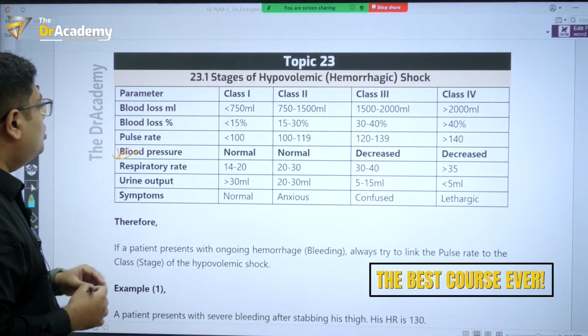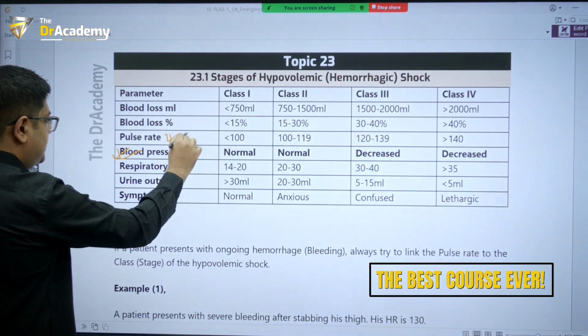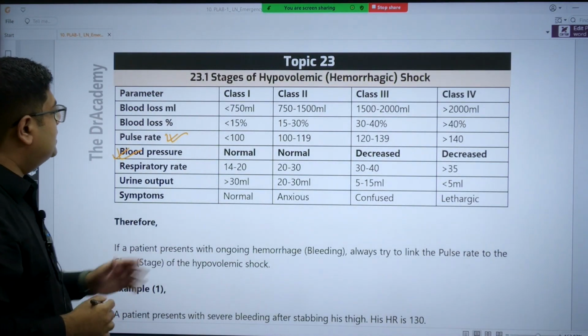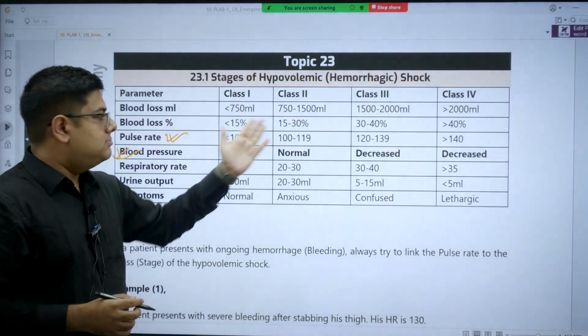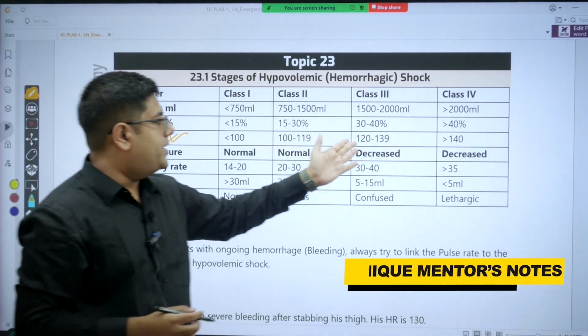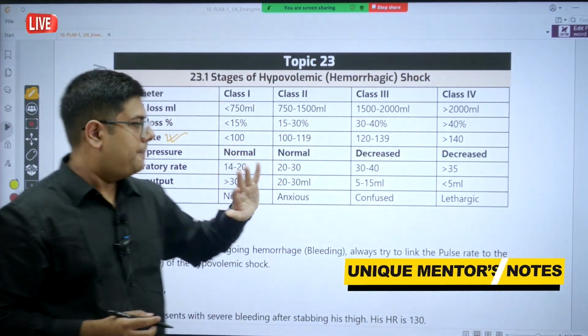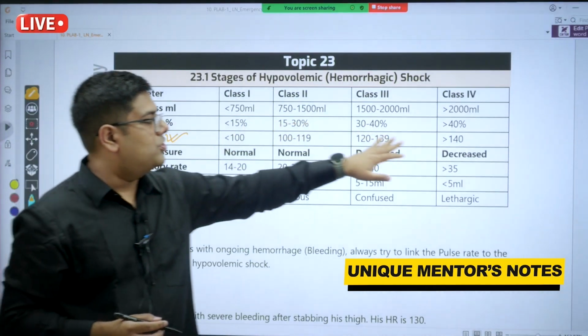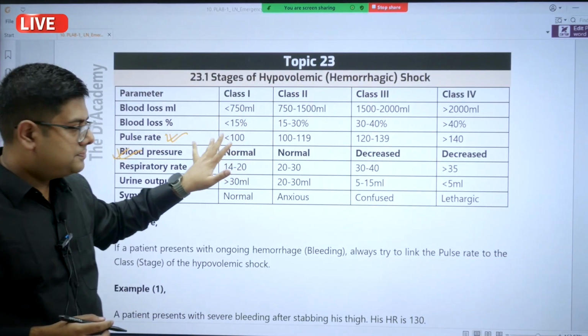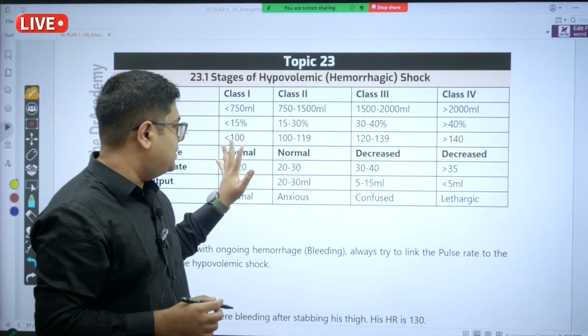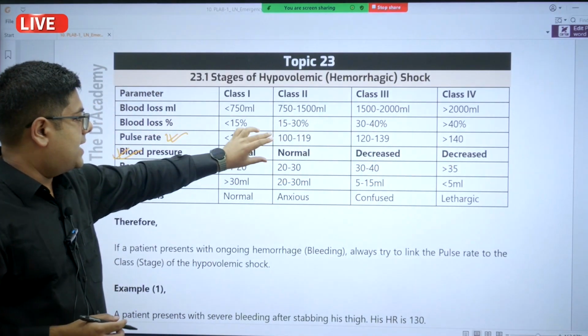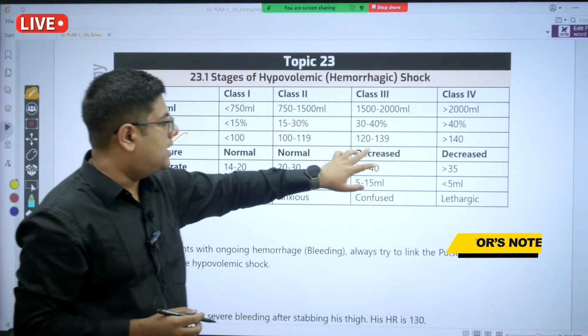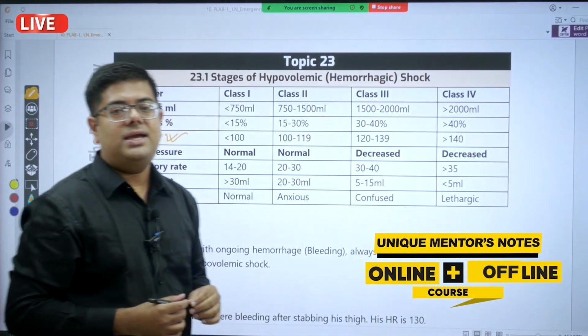Okay, now look at the pulse rate. This is the easiest one to remember. Look at the pulse rate. Less than 100, 100 to 119, 120 to 139, more than 140. First one, less than 100. Last one, more than 140. Second one, 100 to 119. Third one, 120 to 139.